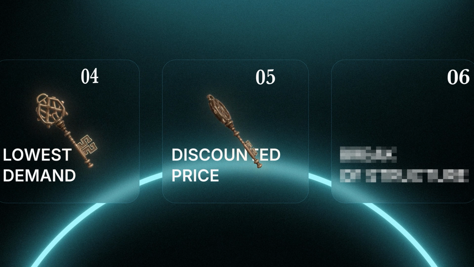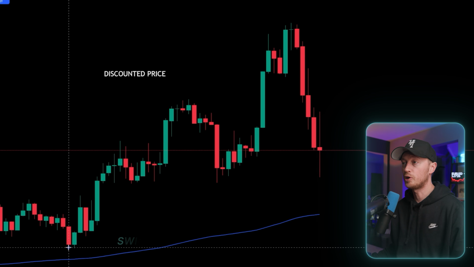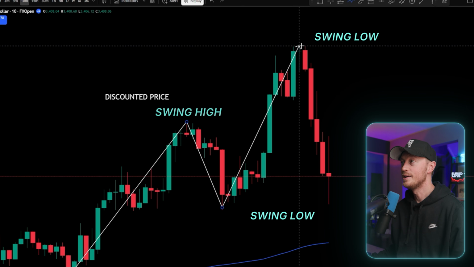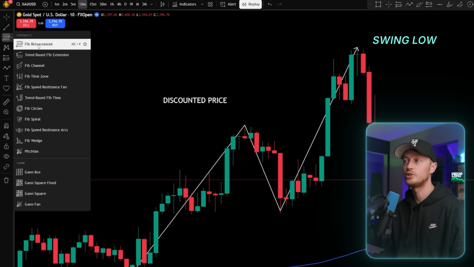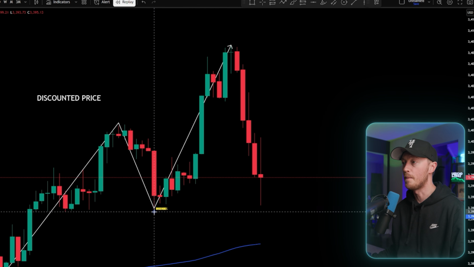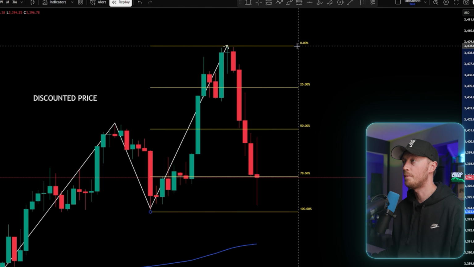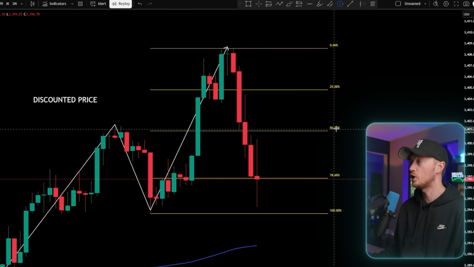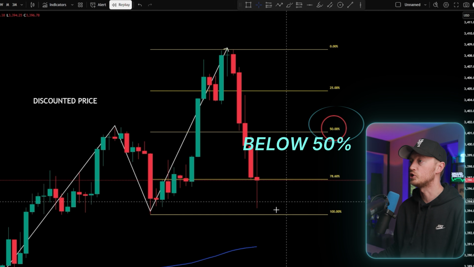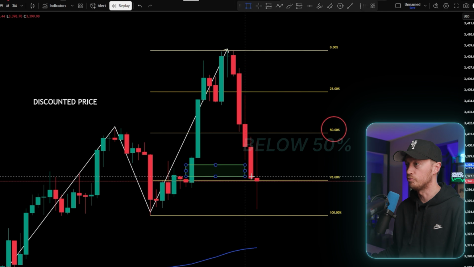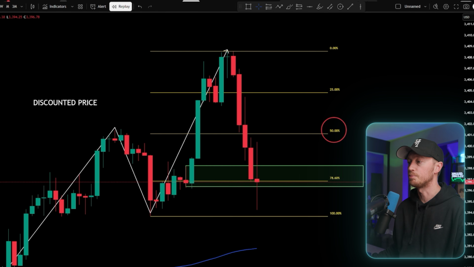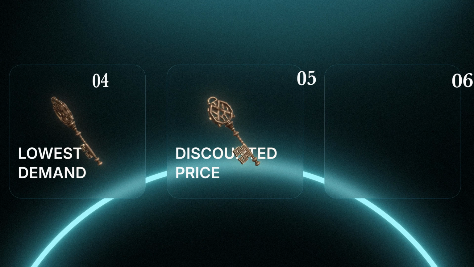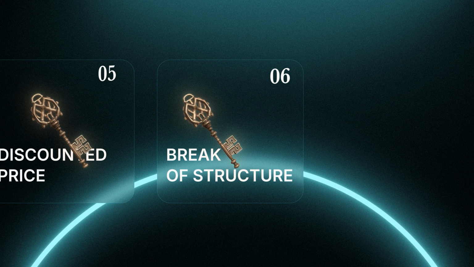5, discounted price. In order to get the discounted price, just mark up the swing low, the swing high, the swing low, the swing high, and you want to click over here on the left-hand side to your fib retracement, measure from the bottom of the swing low to the top of the swing high, and just make sure that your entry always comes below 50%. So on this demand zone right here, we are below 50%, so that's a good trade, and price smashes the take profit.